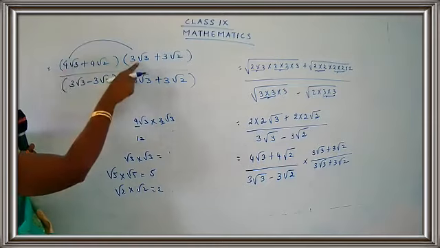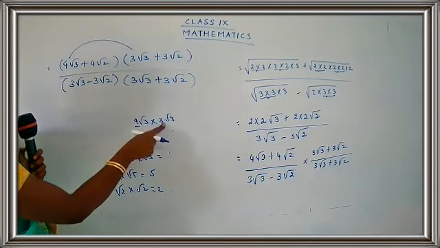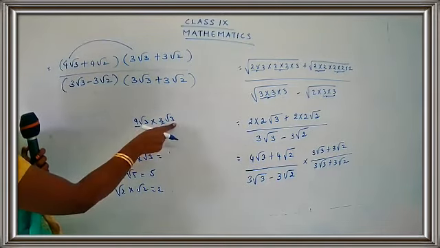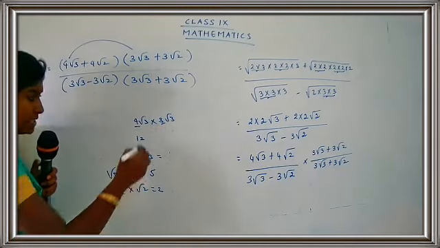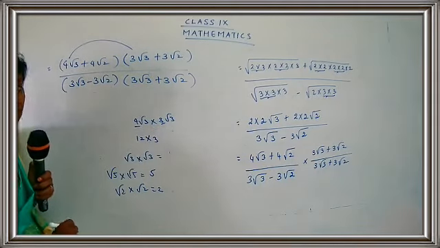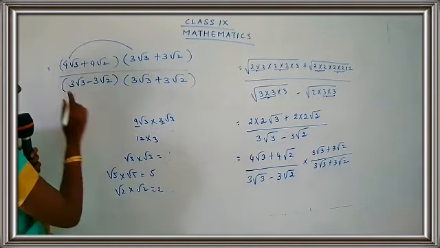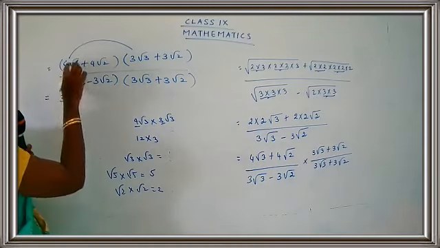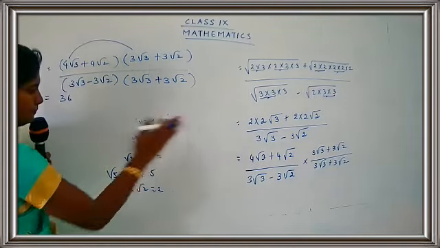So 4 root 3 into 3 root 3 gives you 4 3s are 12, root 3 into root 3. What is root 3 into root 3? It's 3. So 12 threes are 36. So I get the answer here, 36. I have completed the first term.